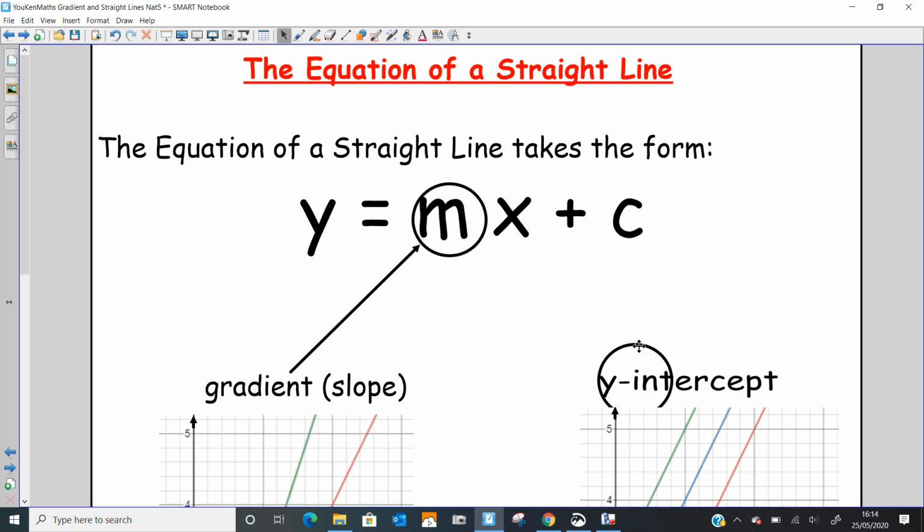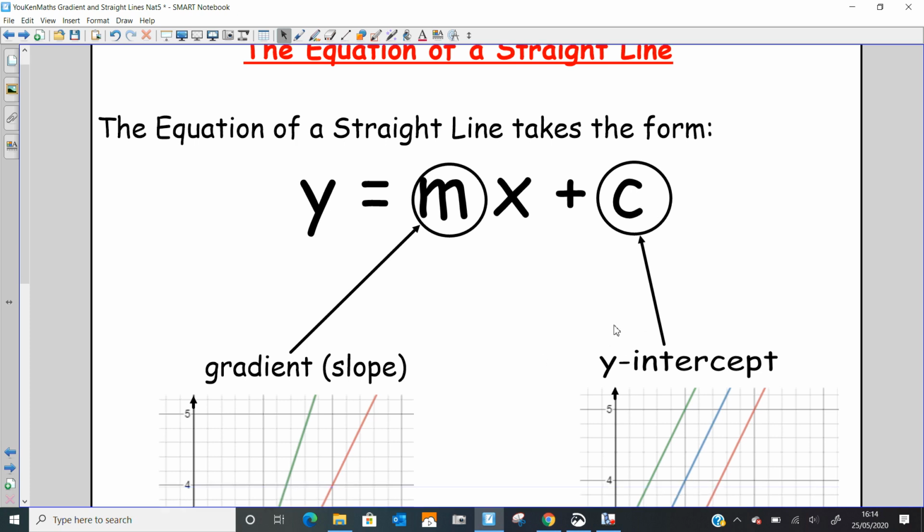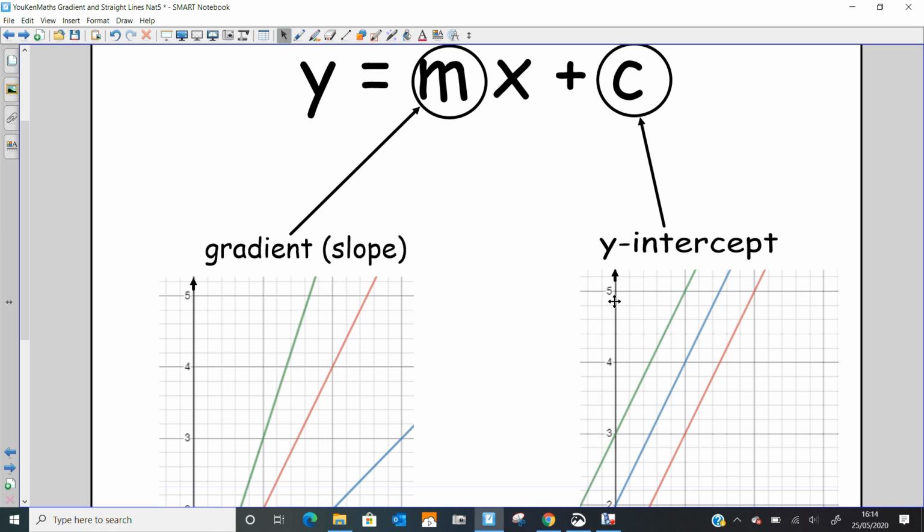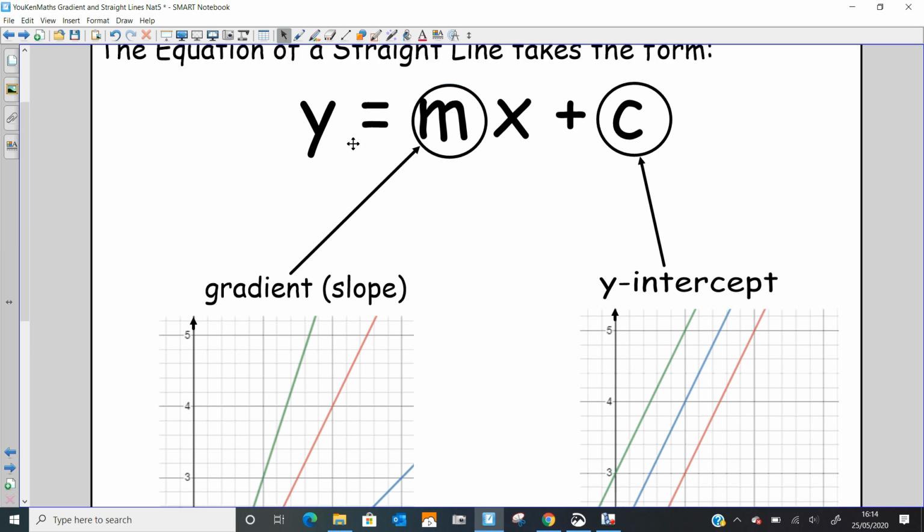A newer one for today is that we're going to be looking at this letter here, c. And what that is basically is the y-intercept, where the straight line crosses over the y-axis, that's here, the one that's vertical. So y is a y-coordinate, x is an x-coordinate, m is your gradient, which will determine the slope of the line, and the c is the y-intercept.